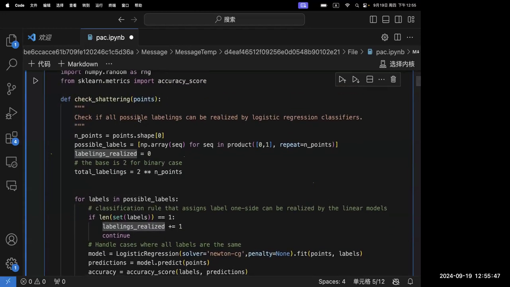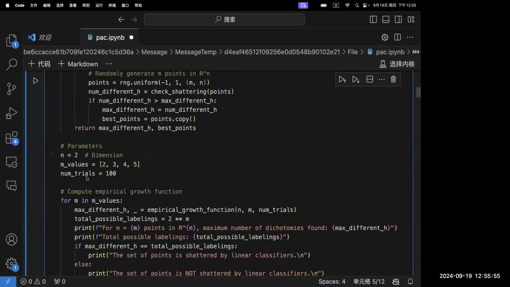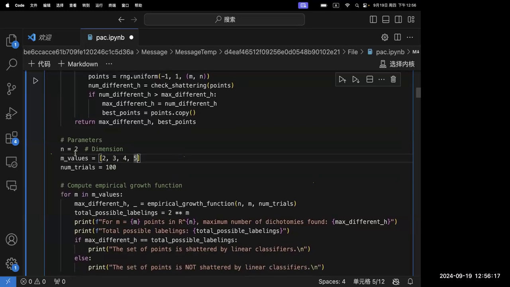As we know, to estimate the VC dimension, we need to know, for a given size of data points, whether a predefined hypothesis class can shatter these data points. As you can see, we have a sequence of different sizes of the data points: 2, 3, 4, 5. It represents the size of the data points.